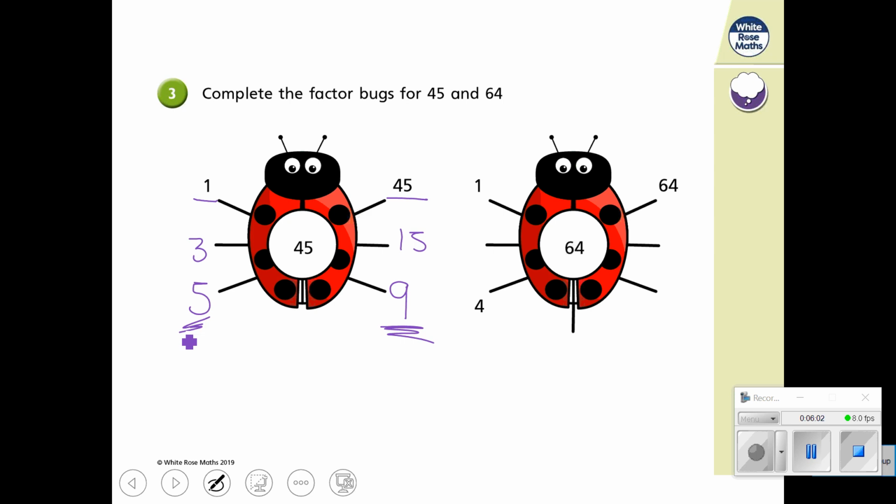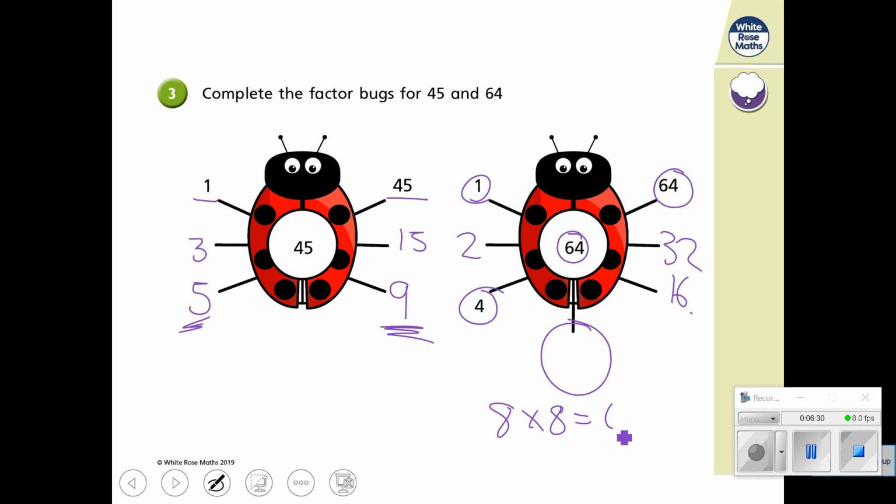Let's have a look at this one, which is 64. So we've got 1 and 64. So we can have 2 and 32, 4 and 16. But we can also have another one here. What could that be? Anyone spotted something? That's right. 64 is a squared number. 8 times 8 equals 64. So you've just got a factor of 8 sitting there all by itself.